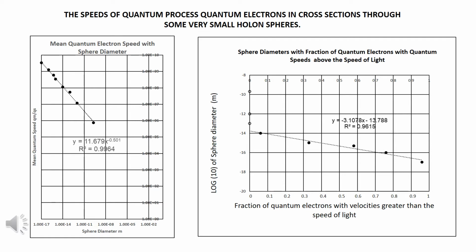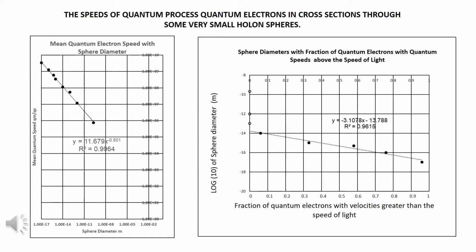As the diameters become smaller and smaller, the fraction of quantum electrons exceeding the speed of light increases until we reach a diameter of about 1 times 10 to the minus 17 meters, where virtually all the sample quantum electrons exceed the speed of light.